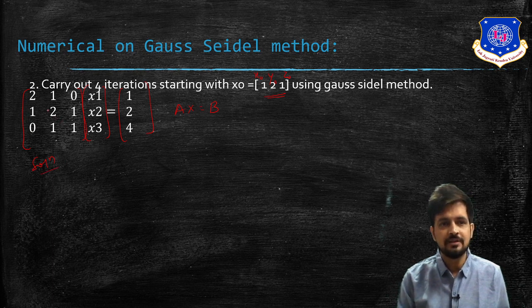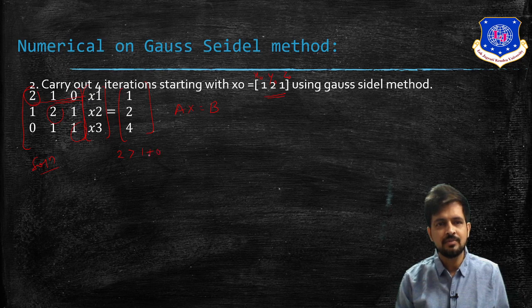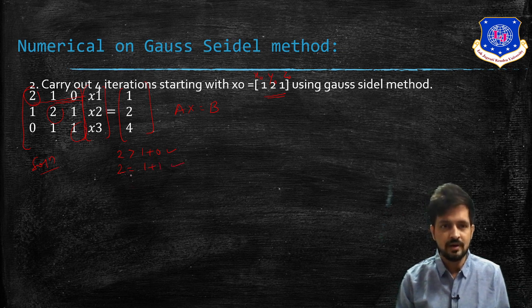First of all, you have to check whether it is diagonally dominant or not. Can you check it? Here, this 2 is greater than 1 plus 0, so it is satisfied. Again, 2 is equal to 1 plus 1. It should be greater or equal, right? At least one should be greater. Then 1 is equal to 1. So these conditions are satisfied, so we can say it is diagonally dominant.